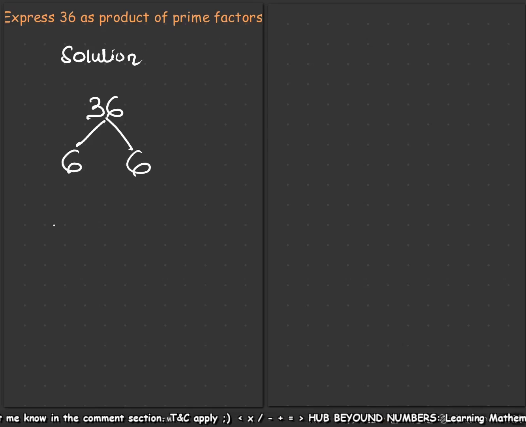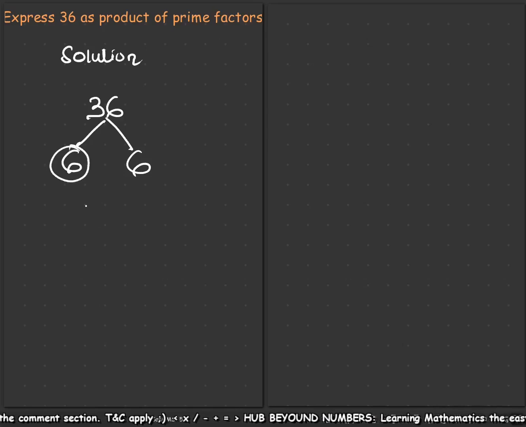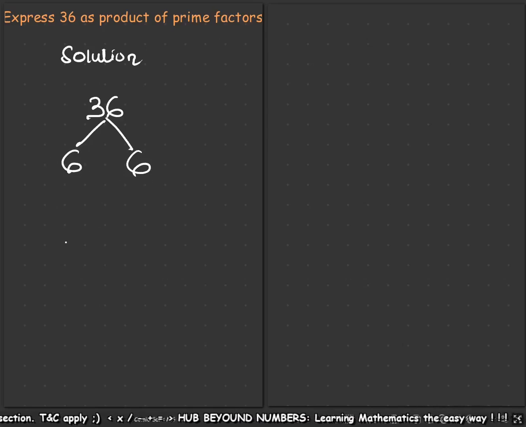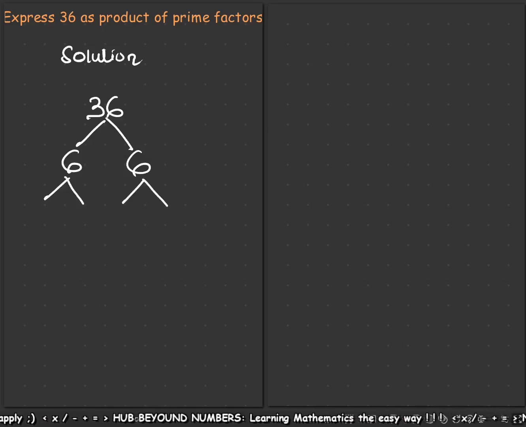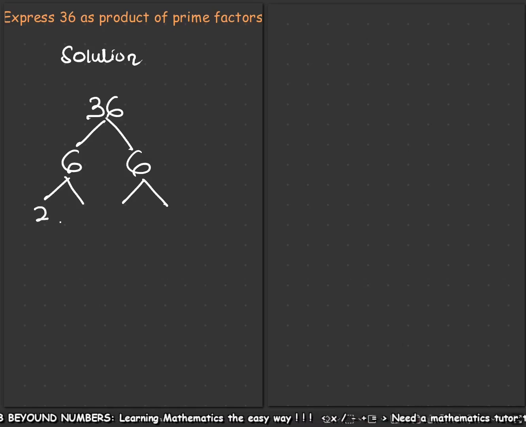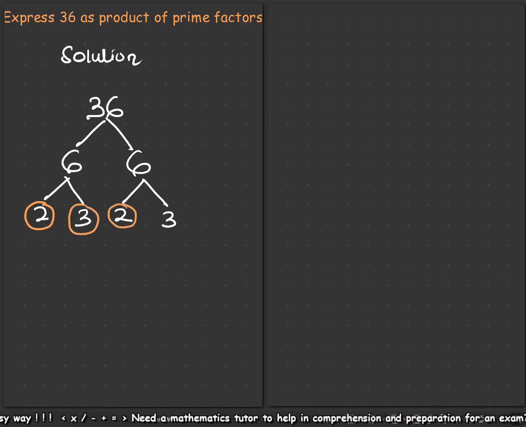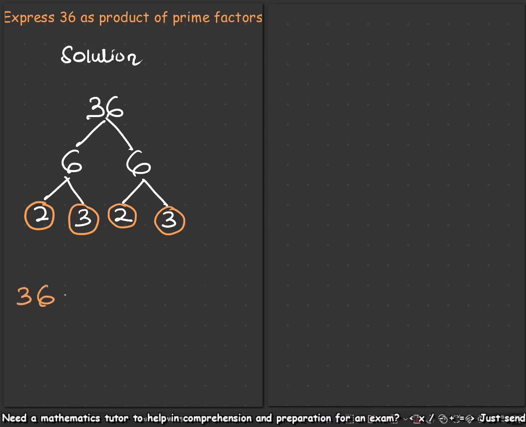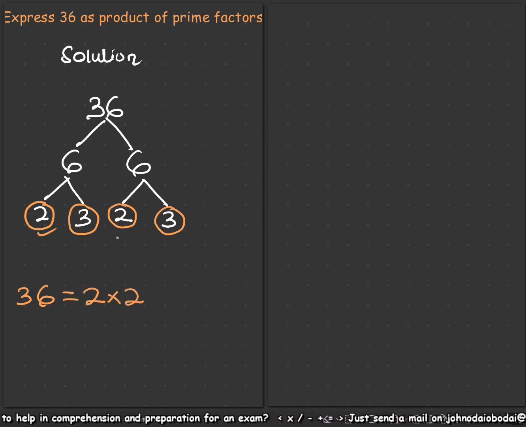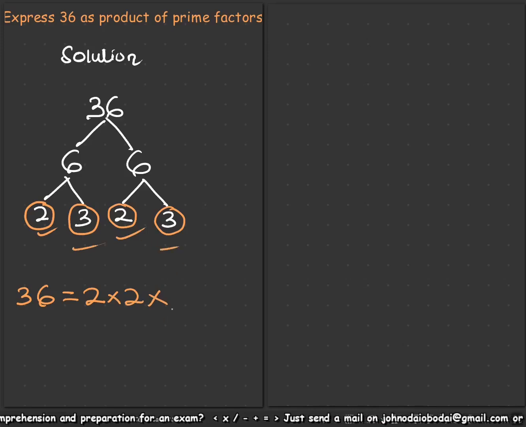You see, and as you can tell, 6 is a composite number. Same applies to the 6 here. So they are both going to give us some branches. What times what gives us 6? We have 2 times what? 3. And the same applies here, 2 times 3. At this point now, you realize that 2 is a prime number, 3 is a prime number, and same applies to this set over here. Hence, we are going to say our 36 is equal to 2 times 2 times your 3 times 3.